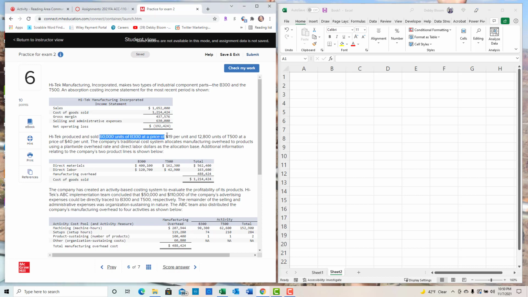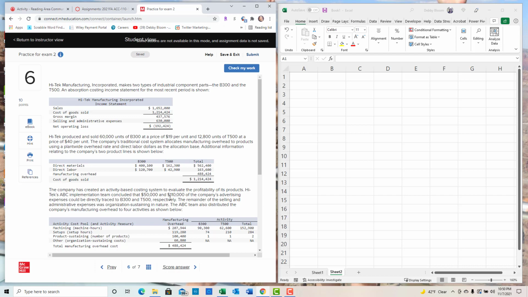We're given the sales of each one of the two products, and we're told that manufacturing overhead is allocated to products using a plant-wide overhead rate and direct labor dollars as the allocation base. Then we're given the materials and the labor for each and the overhead for the total company, not for each one of the products. Then the company has created an ABC costing system to evaluate the profitability of its products.